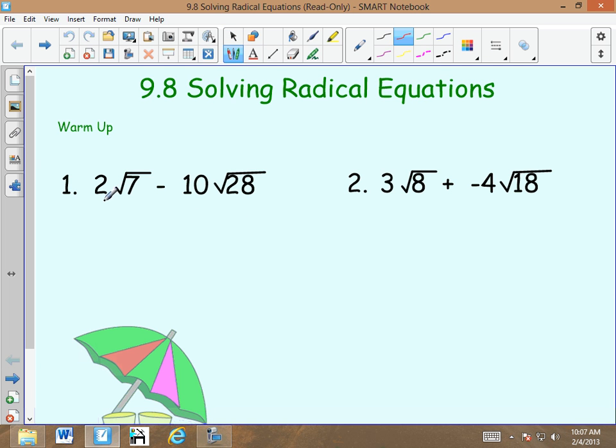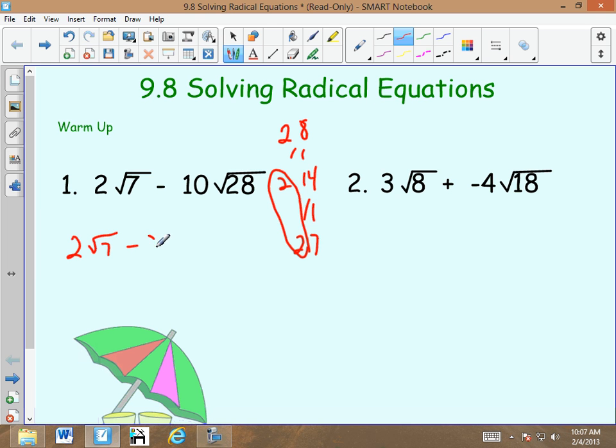Now, a lot of you, I noticed, are adding the numbers outside without the numbers being the same inside. If the numbers aren't the same inside, you cannot add the numbers on the outside. So you cannot go, oh, 2 minus 10 is negative 8. You have to get the radicals the same, so I'm going to see if I can simplify it. 2, 14, 2, and 7, yes. These 2's can come out, so I get 2 square root of 7 minus 20 square root of 7.